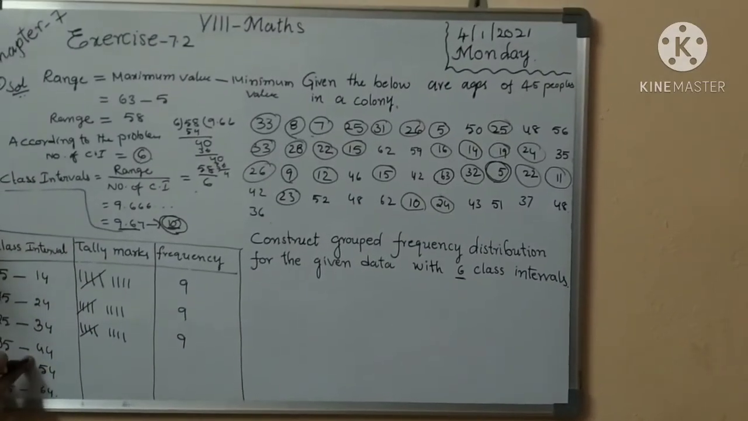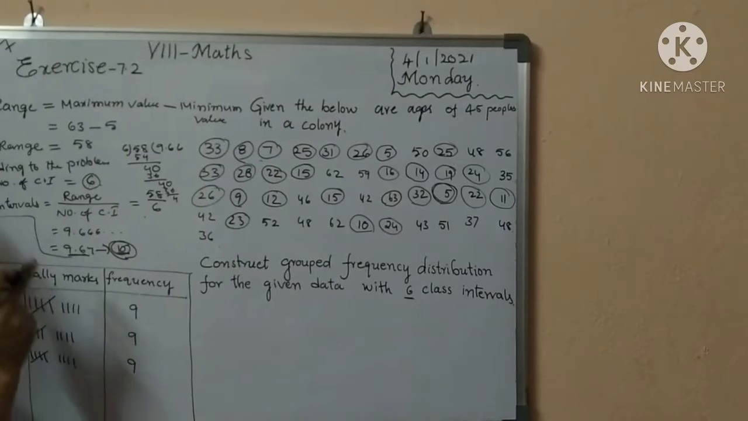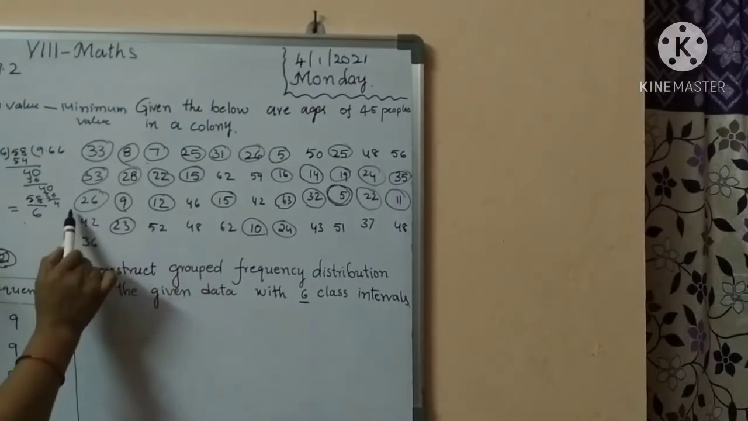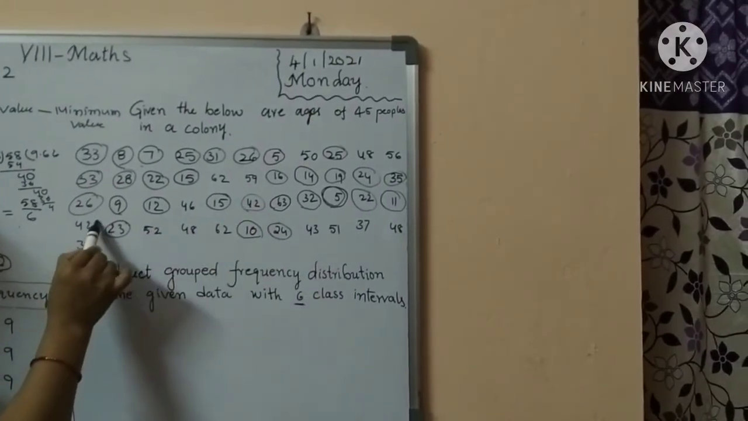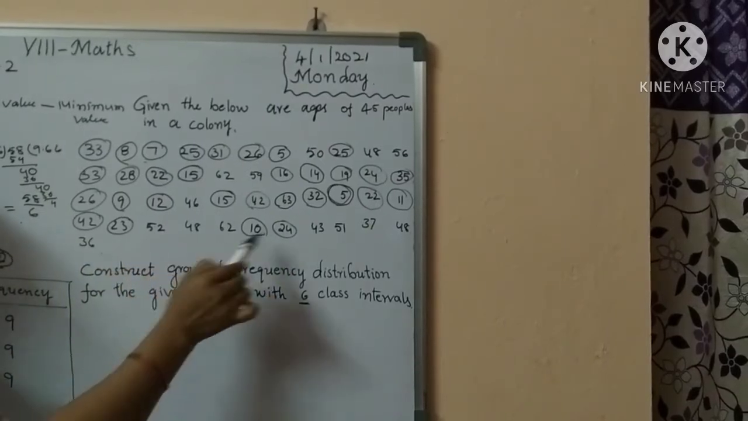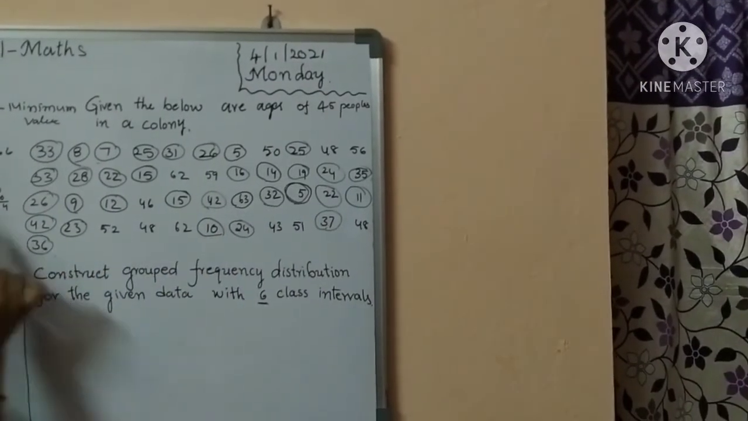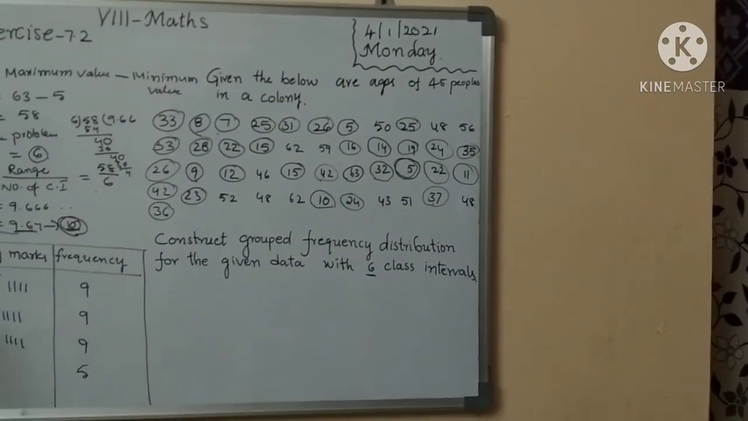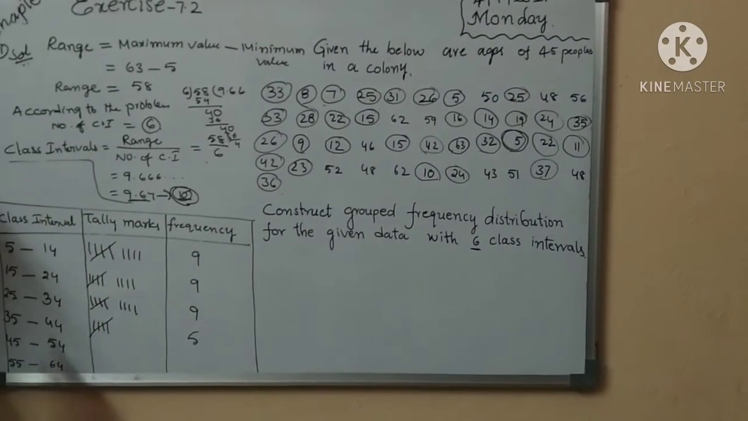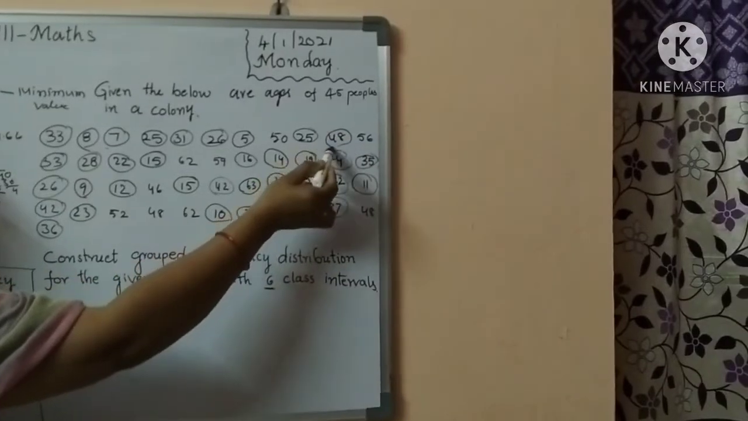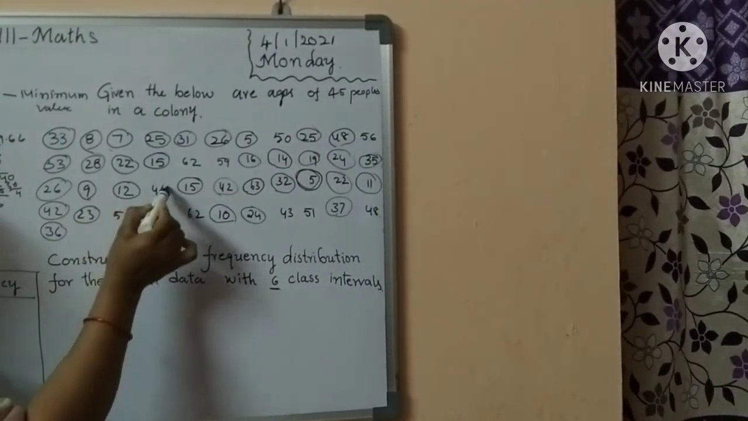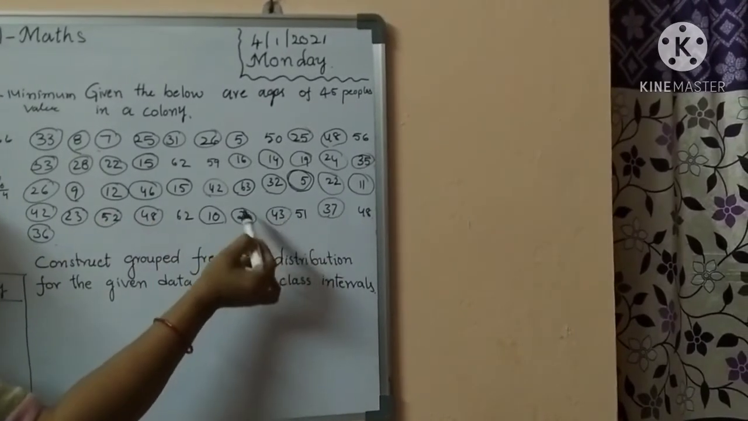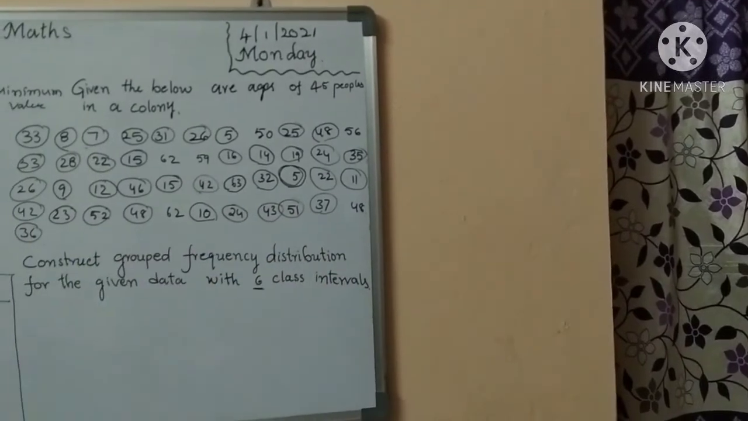Next, 35 to 44. Here 1, 2, 3, 4, 5. 1, 2, 3, 4, 5. Next, 45 to 54: 1, 2, 3, 4, 5, 6. 6.